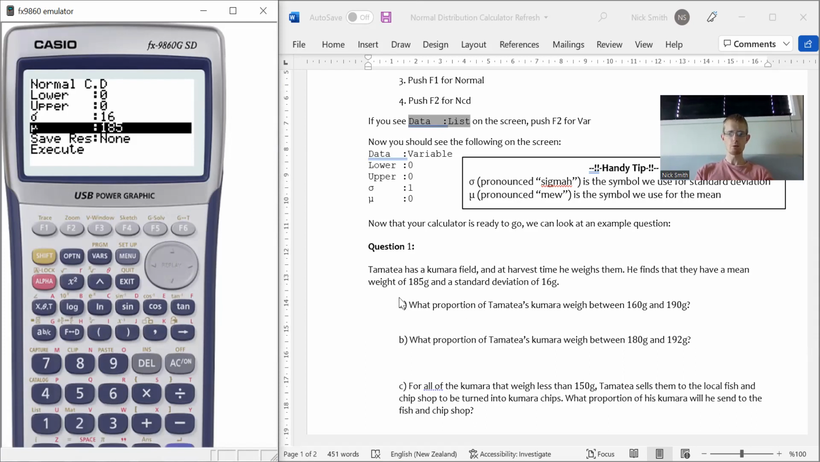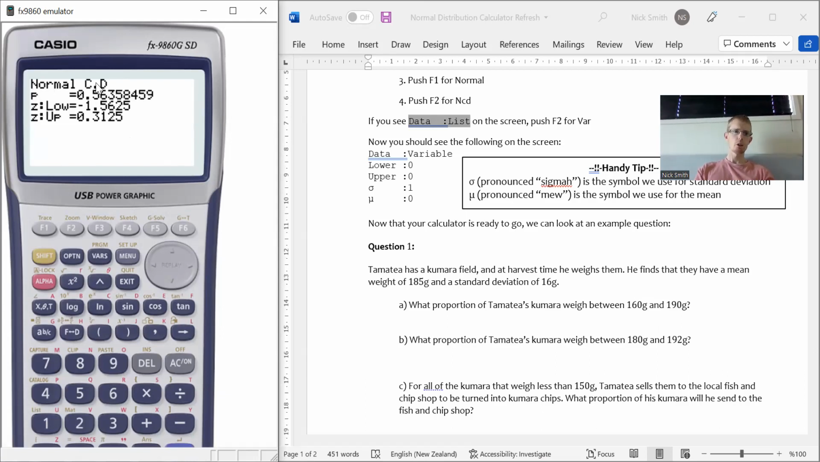All right, now the question says for part A, what proportion of Tamatea's kumara weigh between 160 grams and 190 grams? So our lower value for the weight of our kumara that we want is 160. The upper value is 190. So we'll go and put those in. Lower 160 and then upper 190. Okay, so they're telling me what's the minimum weight of kumara you're happy with, what's the maximum weight you're happy with. Put them in the calculator. And now we will push the execute button twice. We'll push it again to get our answer.